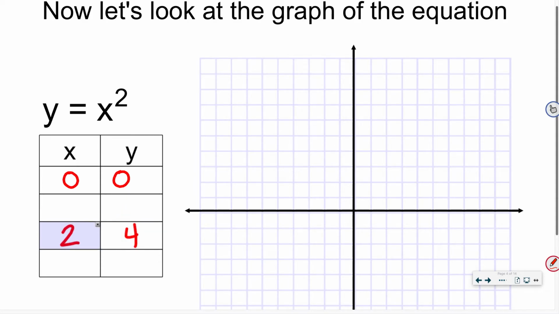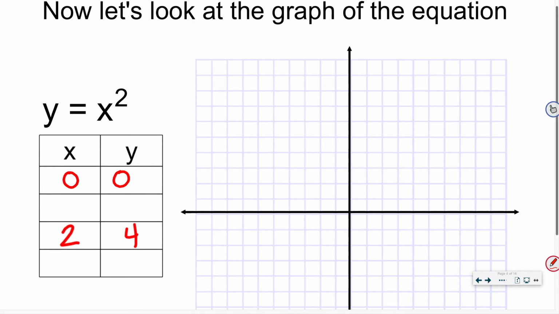I'm going to move it. We have some other ones too. Yeah, if x is 2, 2 squared is 4. What else can I put? (4, 16). If x is 4, y is 16. Good. I'm going to move that right there.